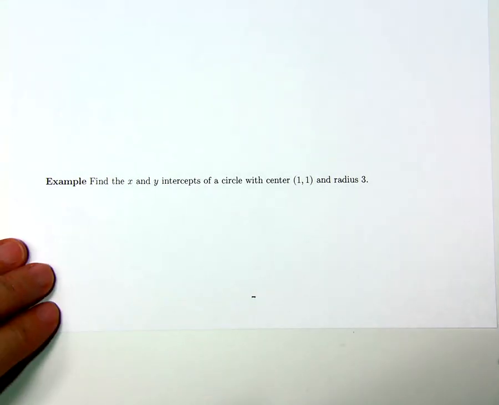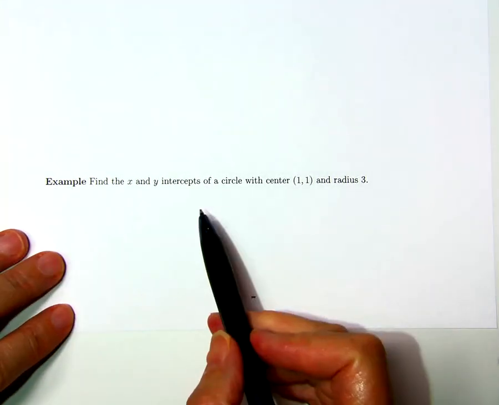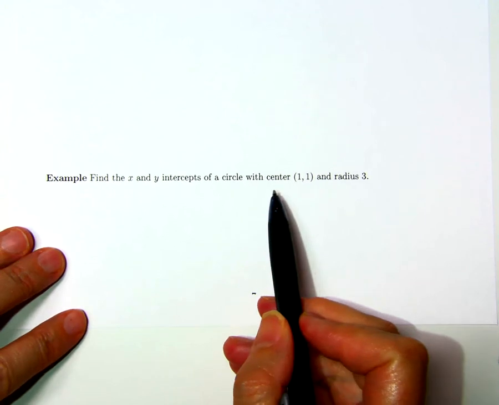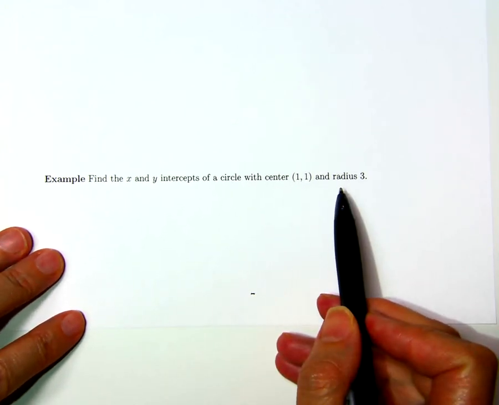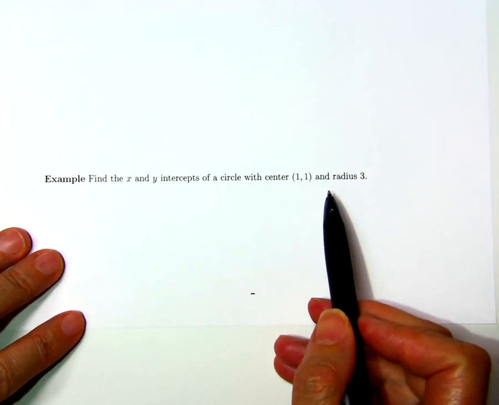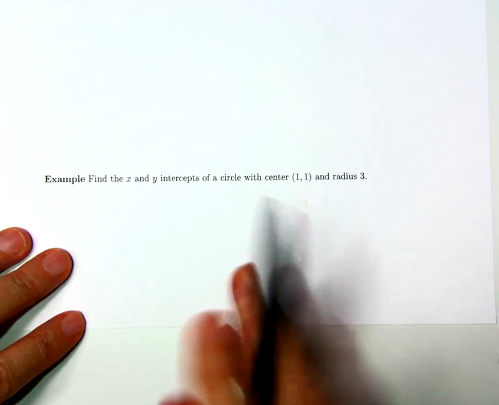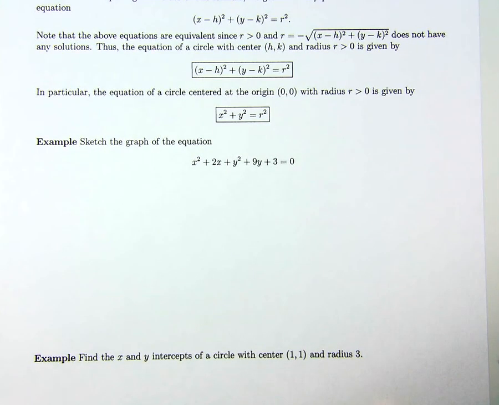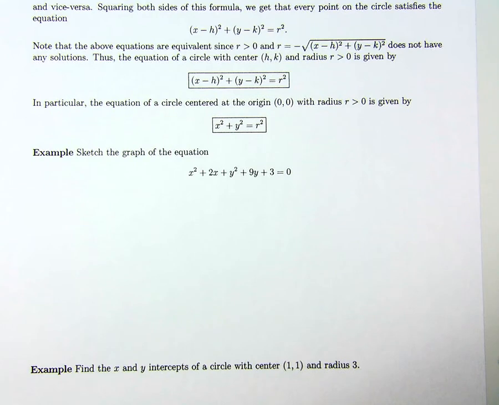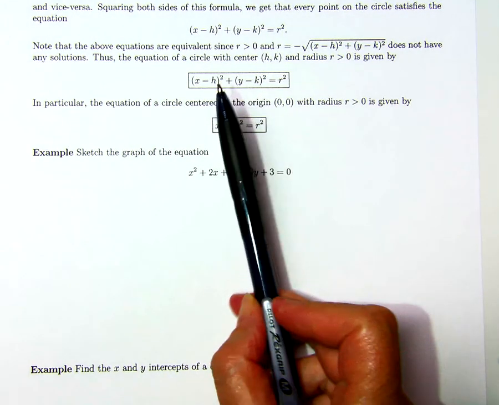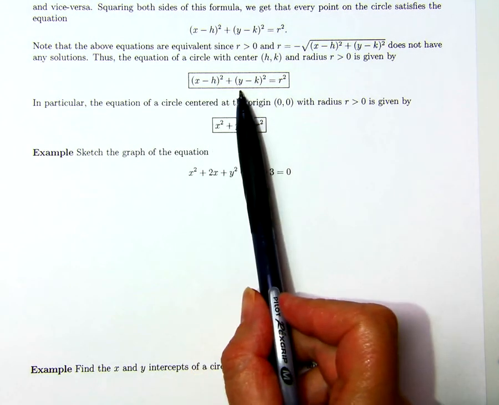Okay, our next problem is to find the x and y intercepts of a circle with center (1, 1) and radius 3. And we can write down the equation of this circle. Remember, the equation of a circle with center (h, k) and radius r is (x - h)² + (y - k)² = r².